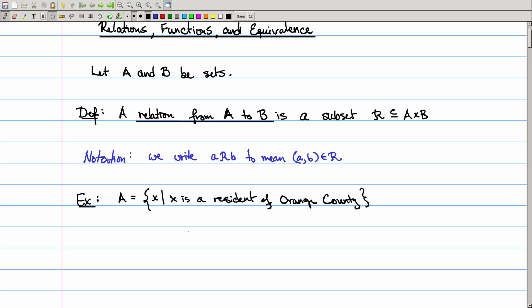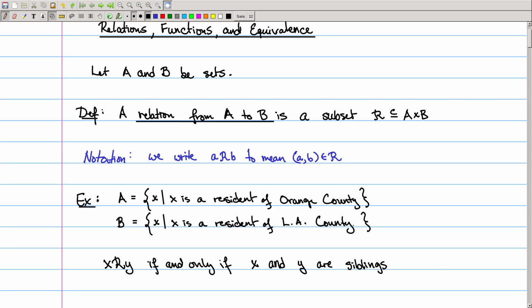I'll let A be the set of all residents of Orange County, and I'll let B be the set of all residents of LA County. And I'll define a relation from A to B by saying that xRy if and only if x and y are siblings. So in this case, my relation says that x is related to y if x is in Orange County, y is in LA County, and x is the brother or sister of y. This is kind of a fun example because here relation really kind of means, well, a relation, like a relative.